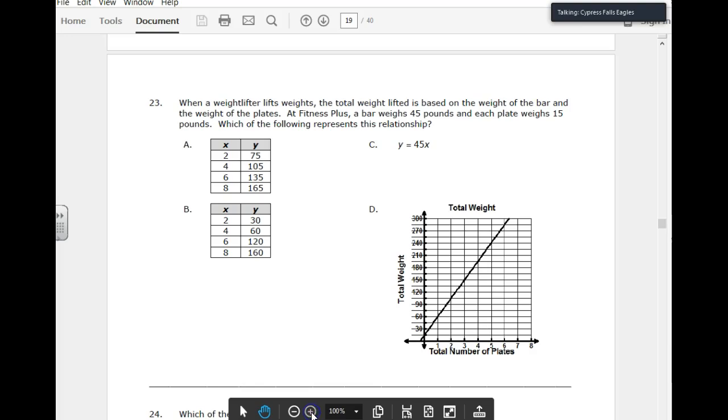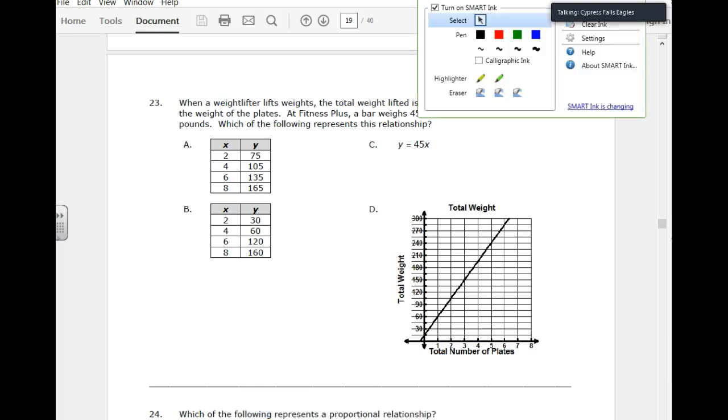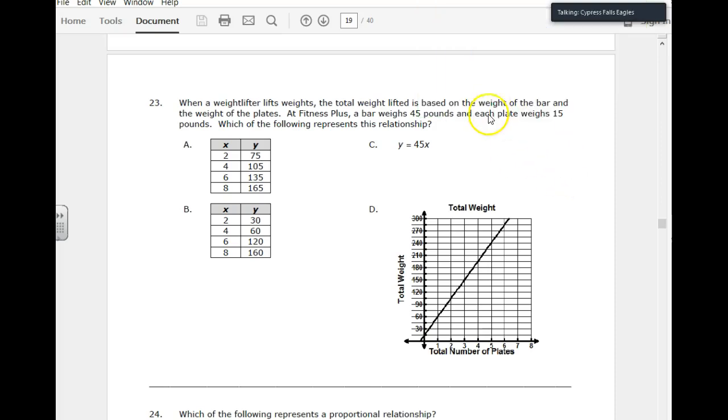All right, we're looking at 23. A bar weighs 45 pounds and each plate weighs 15 pounds. You learned this in Algebra 1 or tested out of it, but when you see the word each, it usually means multiply. So the bar itself weighs 45 pounds. That's the y-intercept. You have to take 45. But then each plate that you add to the bar is 15 pounds. So if you wrote this in equation form, you'd get y equals 15x plus 45.